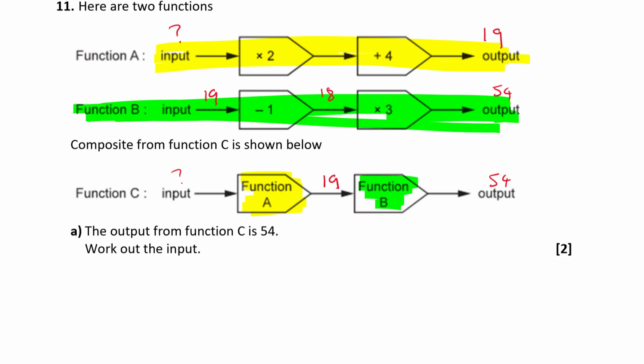So we're going to do the same thing and work backwards through function A now. I had a number, I added 4 to it, and I got 19. So that there must be 15. Then I had a number, and I multiplied it by 2, and I got 15. So 15 divided by 2, that is 7.5, isn't it? So 7.5 is the number that I fed into A, which was then fed into B and then came out to be 54. So what was the input? The input was 7.5.